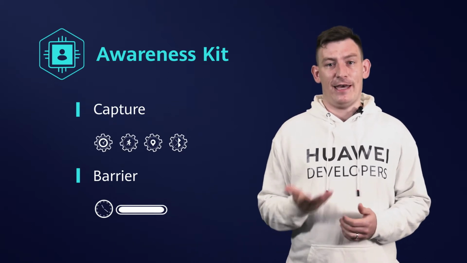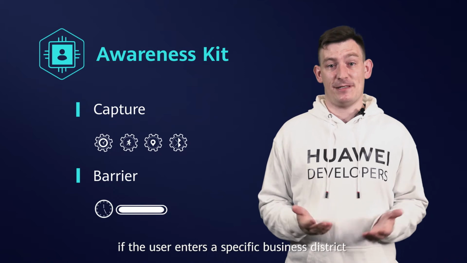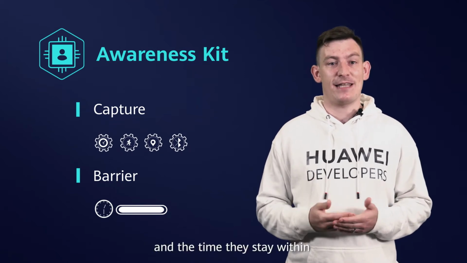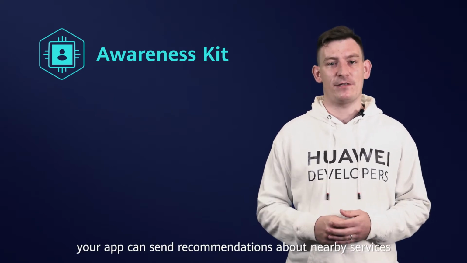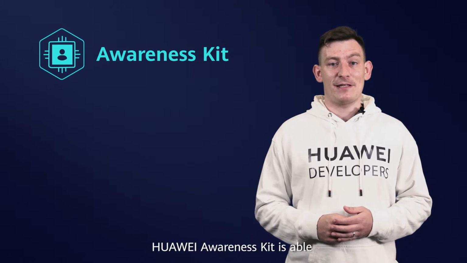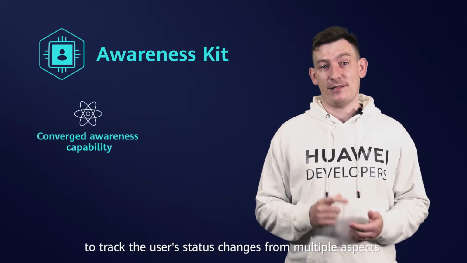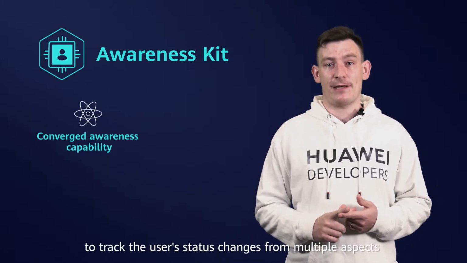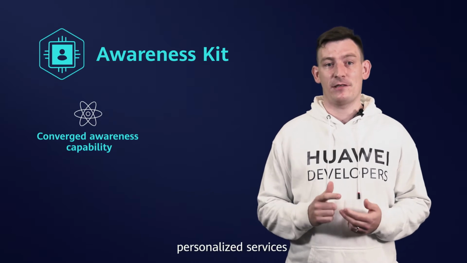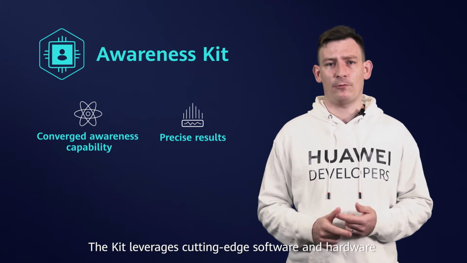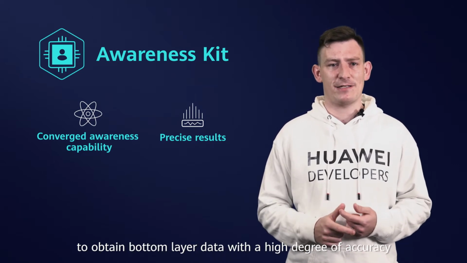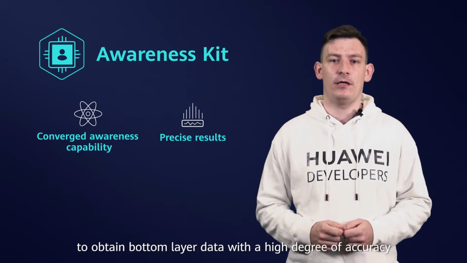For example, if the user enters a specific business district and the time they stay within this is beyond the preset limit, your app can send recommendations about nearby services. HUAWEI Awareness Kit is able to track the user's status changes from multiple aspects and offer customized personalized services. The kit leverages cutting-edge software and hardware to obtain bottom-layer data with a high degree of accuracy.